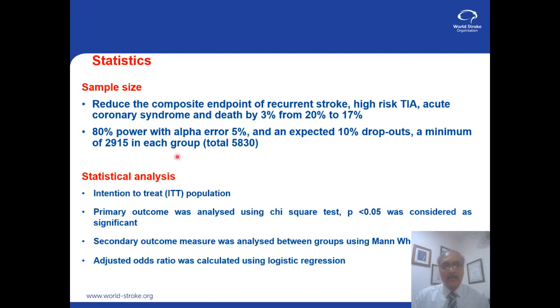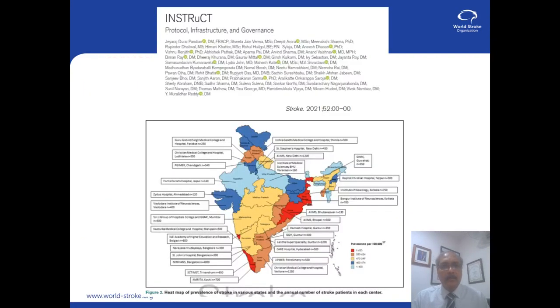We calculated the sample size based on a 3% reduction in the composite endpoint from 20% in the control arm to 17% in the intervention arm, which amounted to a total sample size of 5,830 patients. We used the intention to treat analysis. The trial was done in 31 centers of the Indian Stroke Clinical Trial Network.